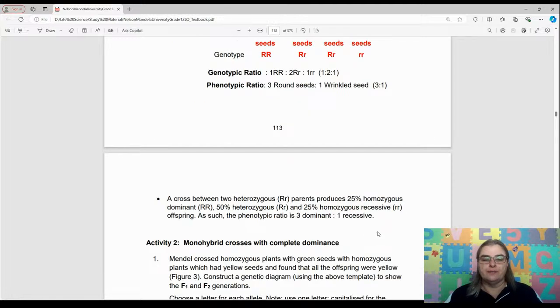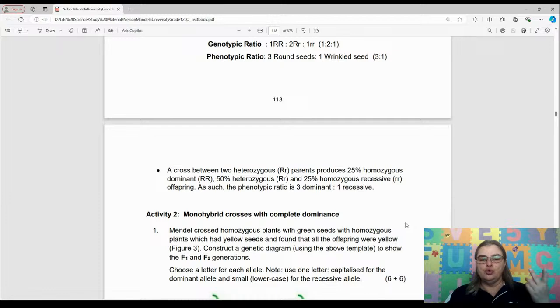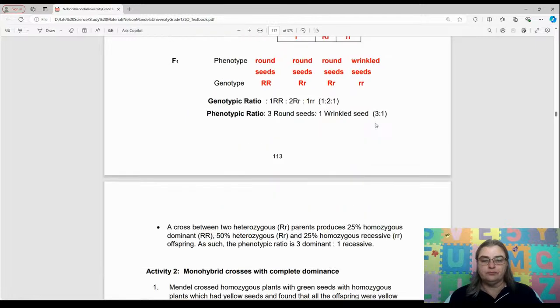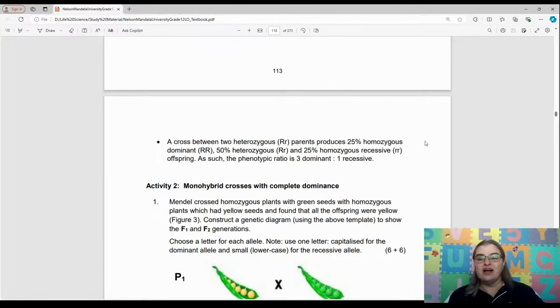Okay, good. So a cross between two heterozygous parents would produce, because remember that's what we started off with, our two heterozygous parents, two equal genotypes with capital R, small r. When we cross those, it produces 25% homozygous dominant, which means the capital RR. 50% were heterozygous, which was the capital R, small r, and 25% were homozygous recessive, small r. Okay, so that's where the dominant and recessive comes in. Don't get confused with that.